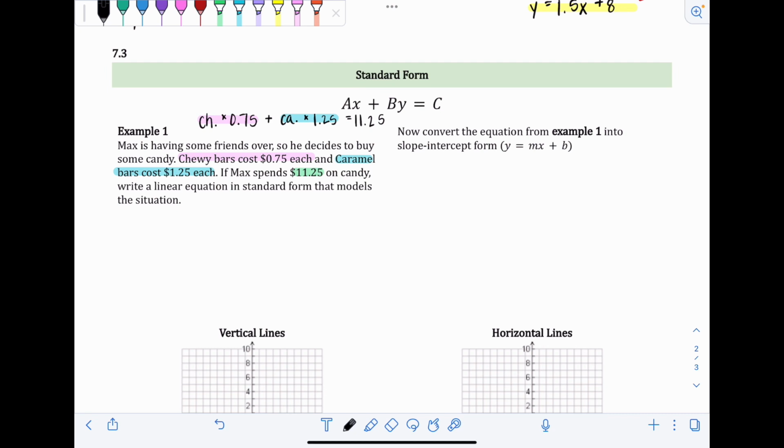So I know that this setup we just did does not look exactly like standard form, but believe it or not, it's very similar. So instead of writing CH for Chewy bars and CA for caramel bars, we're just going to assign them a variable x or y, and then the a and the b are going to represent how much each candy bar costs, and the c will be the grand total. So I used the Chewy bars as my first variable. So just to keep it in the same order, I'm going to say x is the number of chewy bars. And then y is going to be the number of caramel bars.